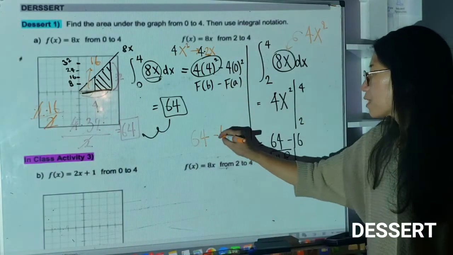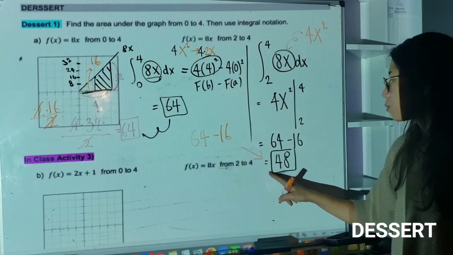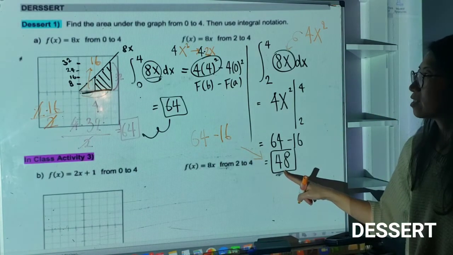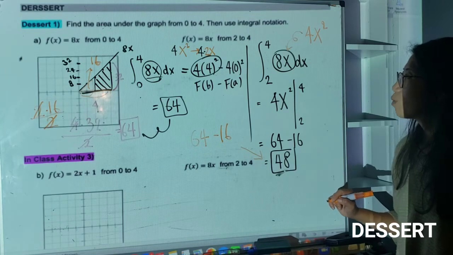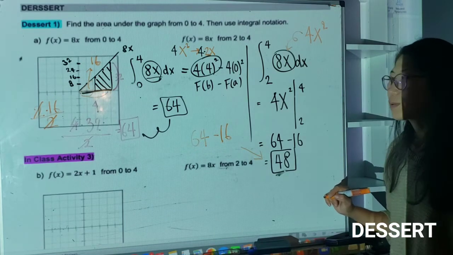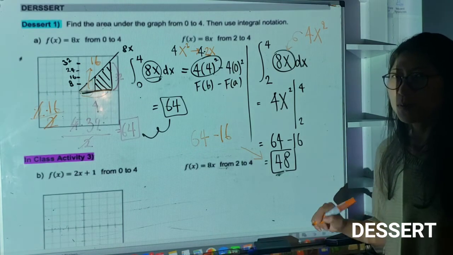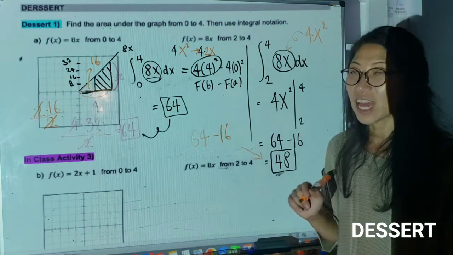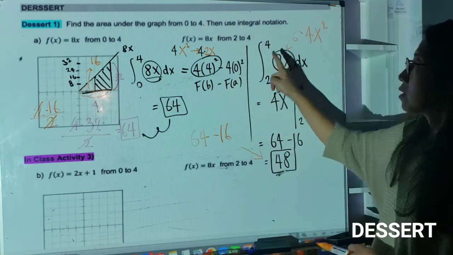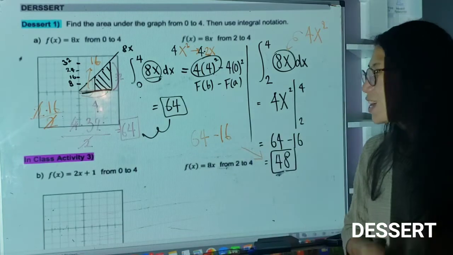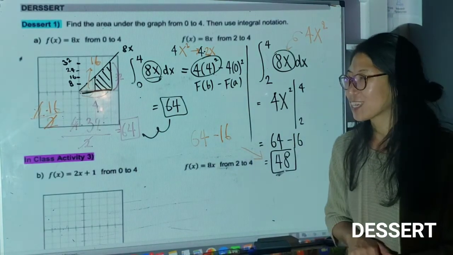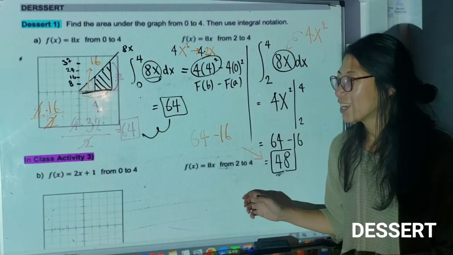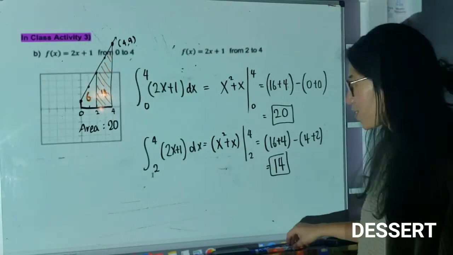So 64 minus 16, that's definitely going to give me 48. Okay, so that's how we are going to use the fundamental theorem of calculus to compute the area from A to B of the definite integral. Now we have the last question of the in-class activities, and I want you to try this question. Okay, class, let's look at the answer together.